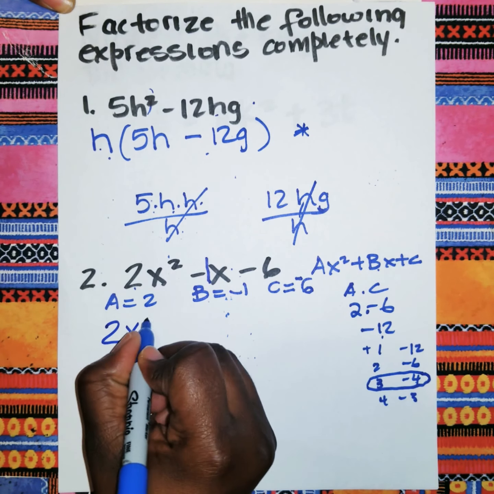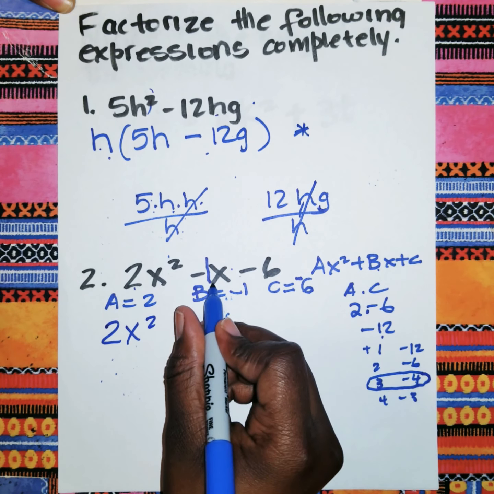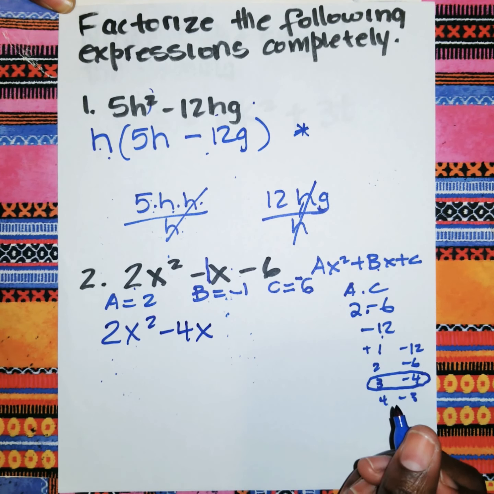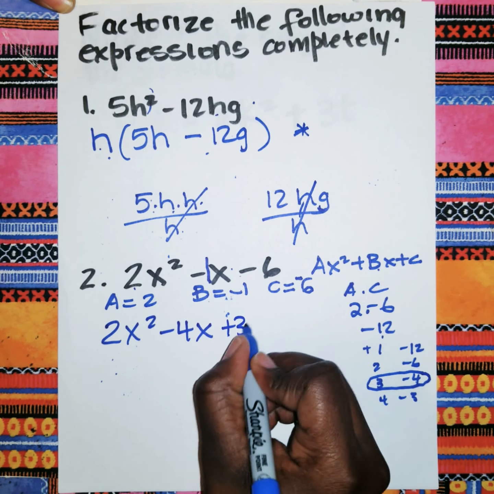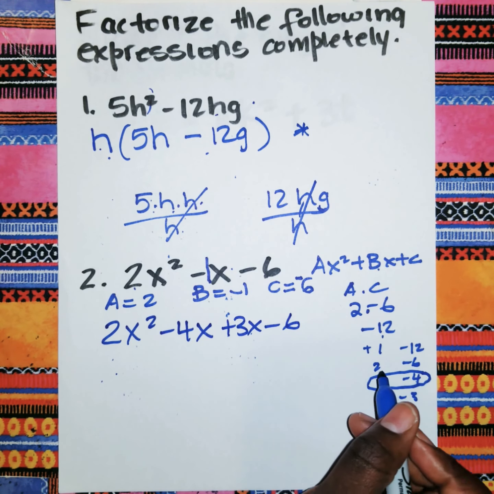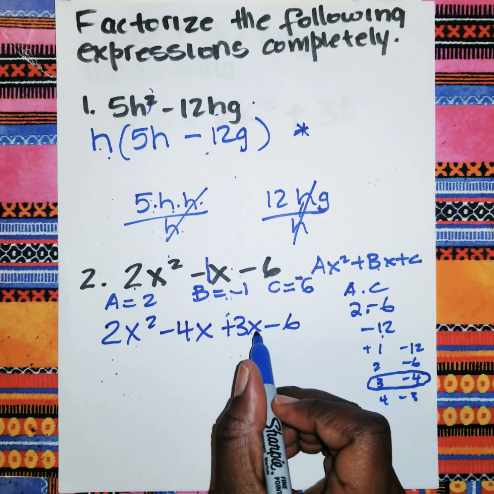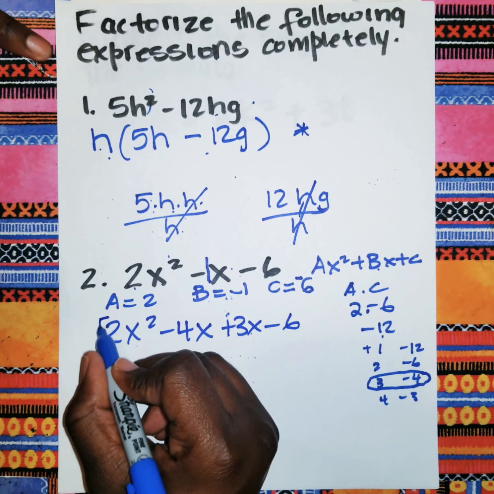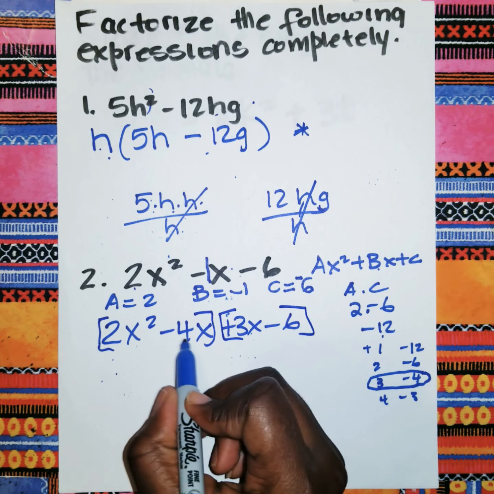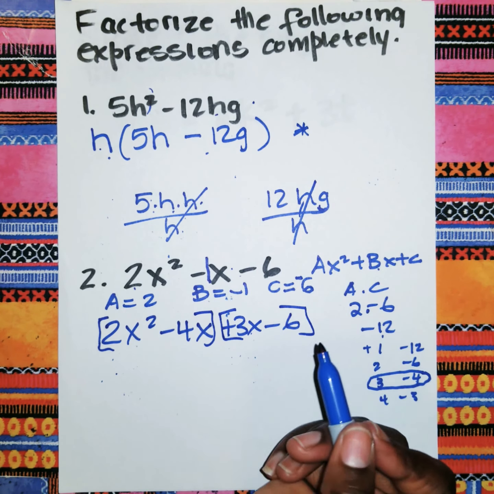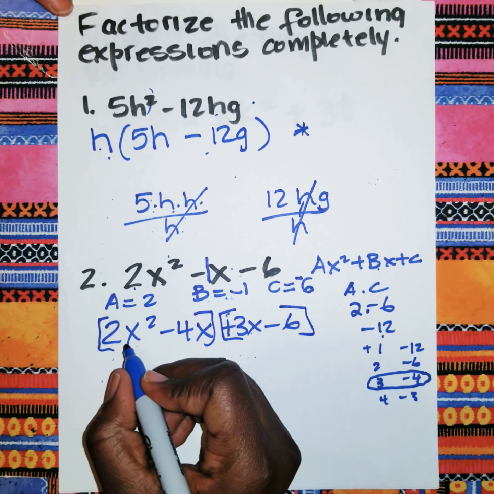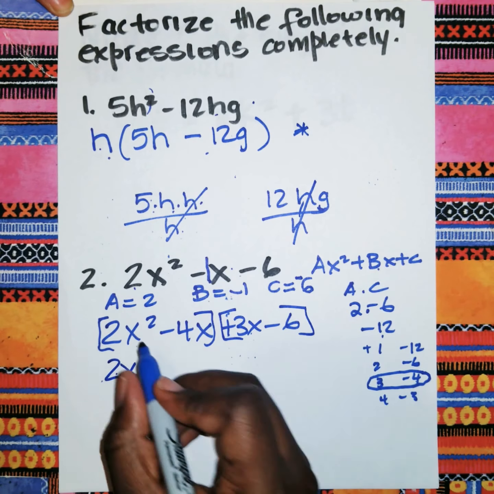So let's go. It's going to be 2x squared. Instead of negative 1x, we're going to put 3x and negative 4x, plus 3x minus 6. From here, we have 4 terms. And you know, once you have 4 terms and you're going to be factorizing, we need to do the grouping method. So we're going to group the first 2 and the last 2. And I'll group these 2 because they have common factors. All right, so 2x squared and 4x, between those, we have 2x being common, with being the highest common factor.